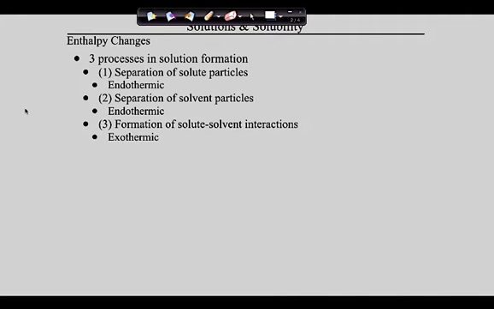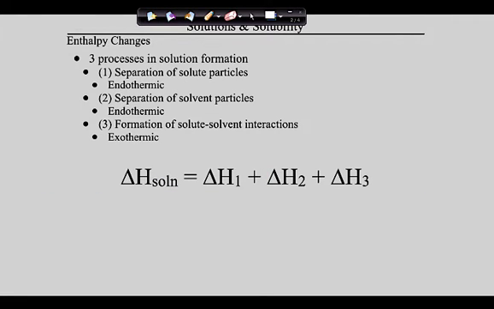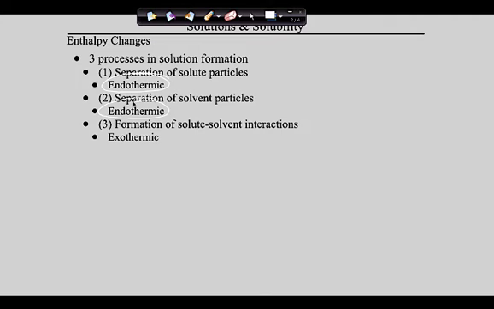In the example of salt water, what type of forces are these? Okay, so guys, what are the forces inside the solute in salt water? Ionic bonds, right? Okay, what are the forces between the solvent particles? Hydrogen forces. What forces are being formed between the solute and the solvent? Ion dipole forces. So guys, as we said, these two are endothermic because they're being separated. This one is exothermic because it's forming.